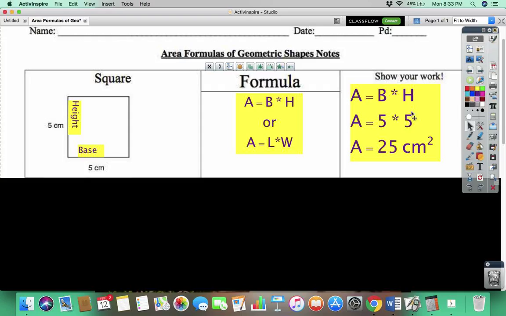So over here, you need to show your work. You need to show each step you take. So the area, A stands for area, is equal to the base times the height. And then I know that the area is going to be equal to 5 times 5 because with a square, you should have the same base as you do height. And then when you write the area, you want to put the unit squared. And the reason why is because we're actually fitting little tiny squares inside this square. Okay, so that's your formula for a square.